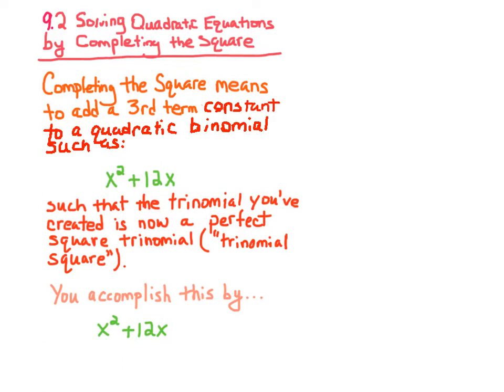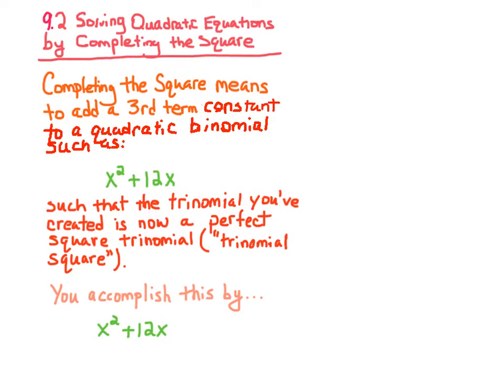But before we can learn this method, we have to understand what the concept of completing the square means, and this means to add a third term constant to a quadratic binomial, such as x squared plus 12x. The squared term is what makes it a quadratic polynomial. It's got two terms. The other term, in terms of employing this method, has to be an x term. So what we're going to add to this quadratic binomial is a third term such that it would create a perfect square trinomial, also known as a trinomial square.